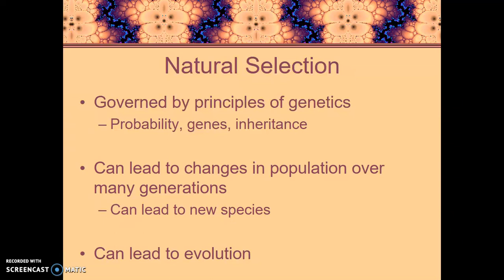Now, natural selection can lead to changes in the population over many generations, and can even lead to new species. The creation of a new species is known as speciation. And over a really long time, it can even lead to evolution.